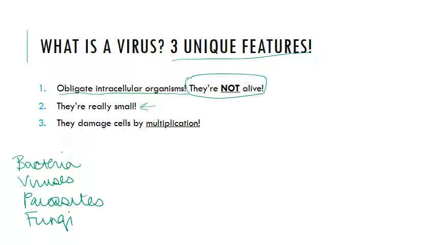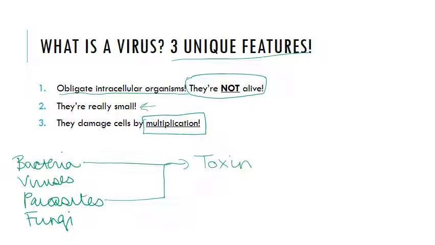The last thing is that they cause pathology by multiplication. So when we think about things like bacteria and parasites, they might produce a toxin that can cause damage, cause disease. Viruses do not produce any sort of toxin. They cause disease just by existing, which if you think about it is pretty genius. So how do they do this?